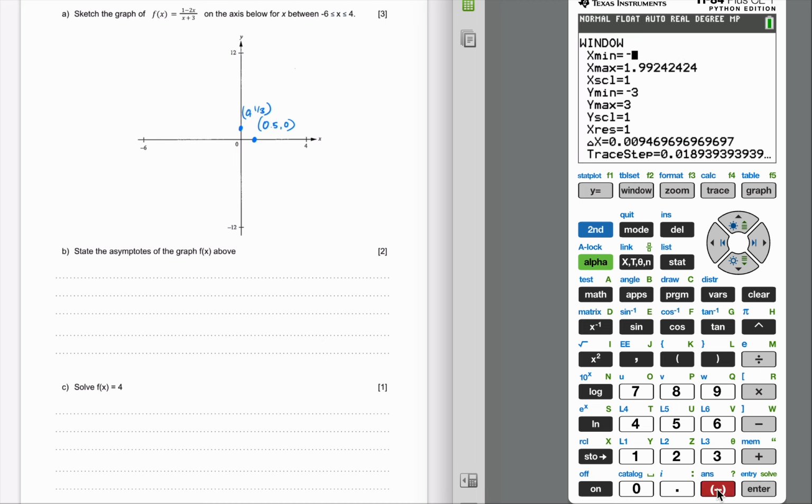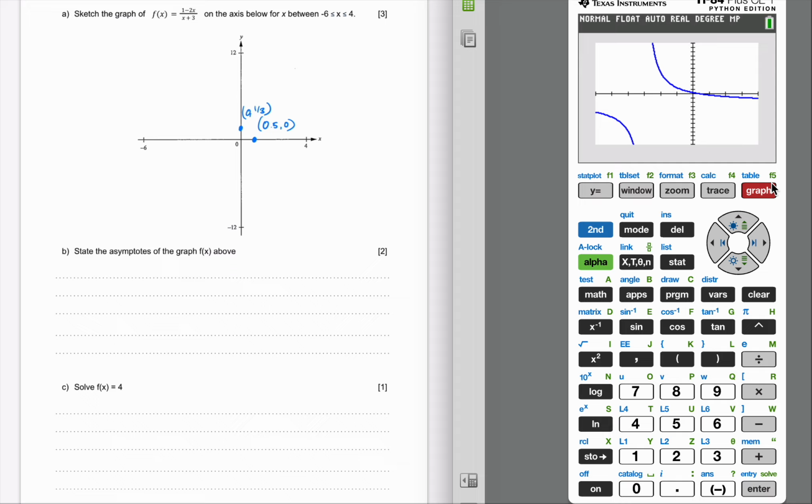Okay, so now I'm going to reset my window to what we wanted. So -6 to 4 and -12 to 12. And now I can copy this graph in, so it comes through here, and then we have another section there. We know this kind of graph must have an asymptote, so let's draw our asymptotes on as well.